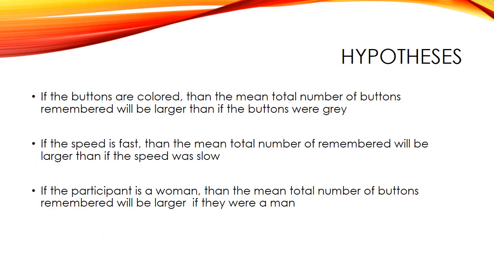We hypothesized two ideas based on previous research. Our first was, if the buttons are colored, then the mean total number of buttons remembered will be larger than if the buttons were gray. The second was, if the speed is slow, then the mean total number of remembered buttons will be larger than if the speed was fast.